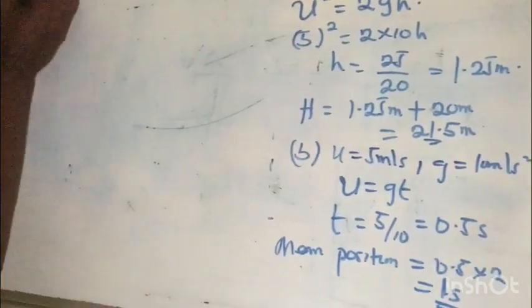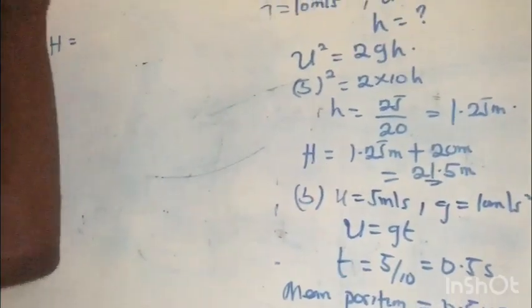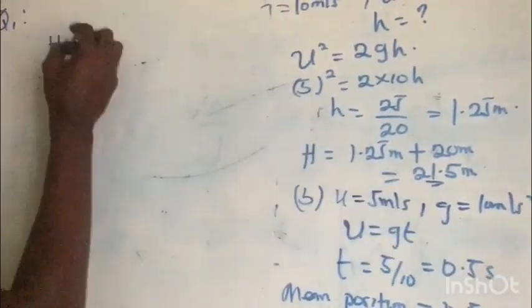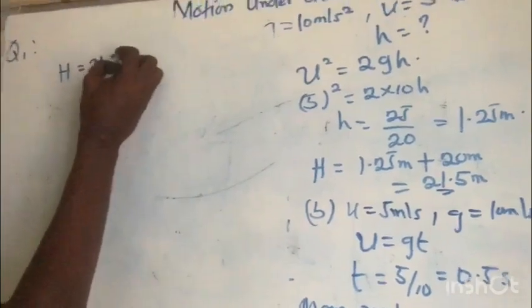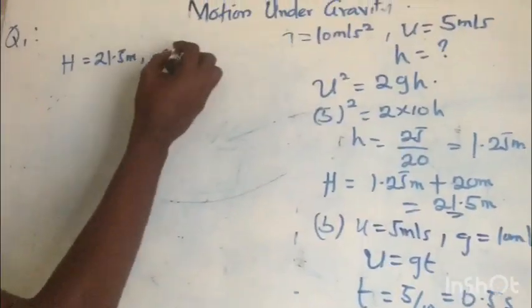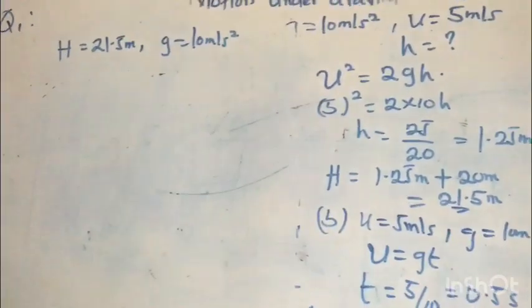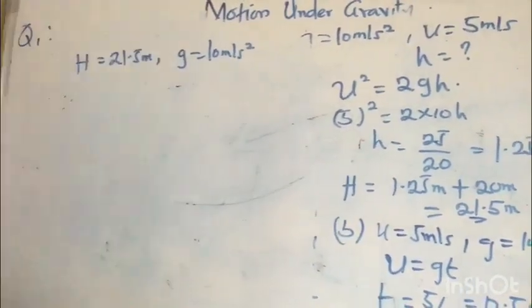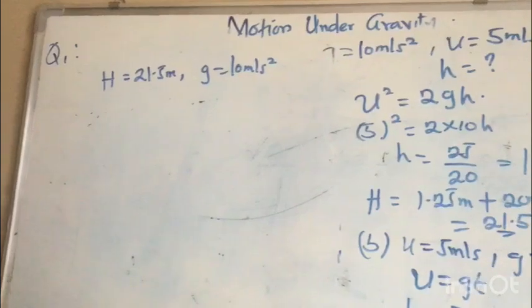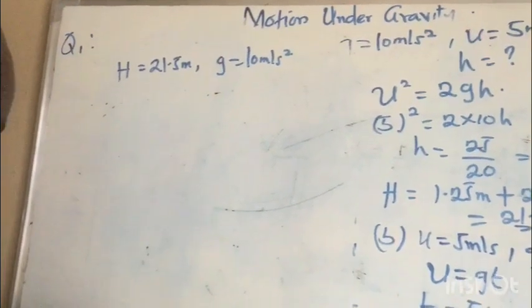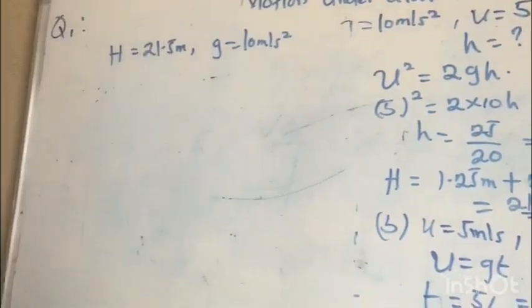Don't forget the total height from that maximum height to the ground, this h, is 21.5 meters. And don't forget our g is still 10 meters per second squared. Now it's obeying downward motion, and we want to get the speed at which it's coming down, the speed of the ball just before hitting the ground.